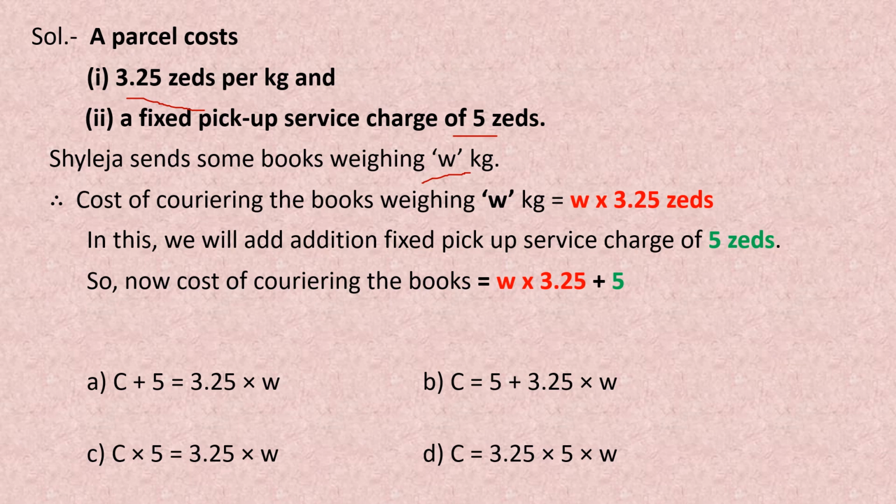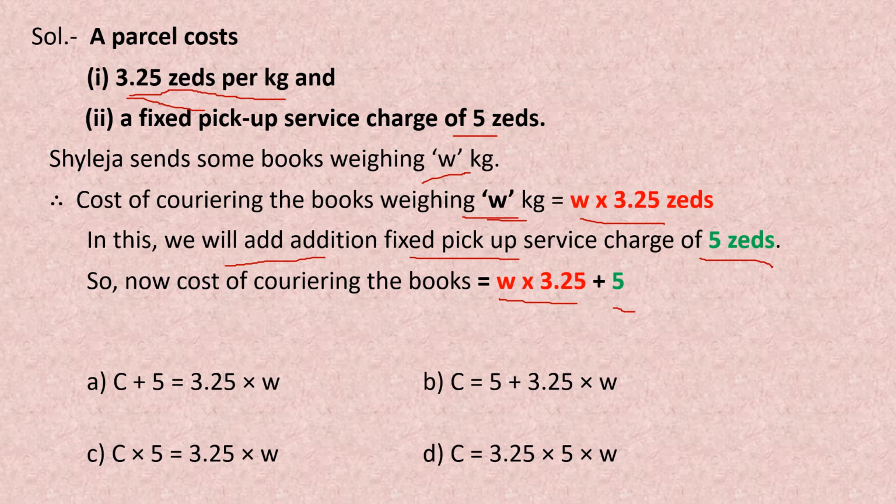Now here it is written that the cost of couriering the books weighing W kg will be W into 3.25. Why are we multiplying it by 3.25? Because here it is given charges are 3.25 Zs per kilogram. Now the weight of the books is W kilogram, so the cost will be W into 3.25 Zs. So this is the cost according to the weight of the books. But in this we will add the additional fixed pickup service charge also, that is 5 Zs. So now the total cost of couriering the books will be W into 3.25 plus 5. So this is our equation.